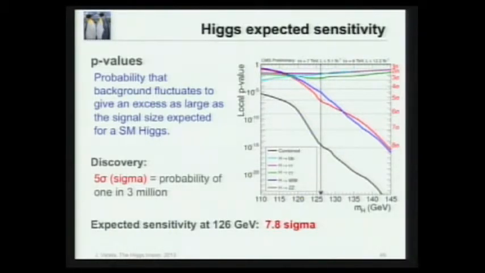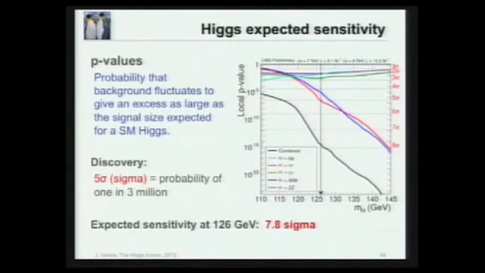So this can be quantified in terms of the probability. This p-value gives the probability of those fluctuations. With the accuracy of the data that we were expected to collect in 2012, we knew that at 125, we expect a probability of 10 to the minus 15 for the background to be equivalent to the signal that we should observe. So this is really a very small probability.